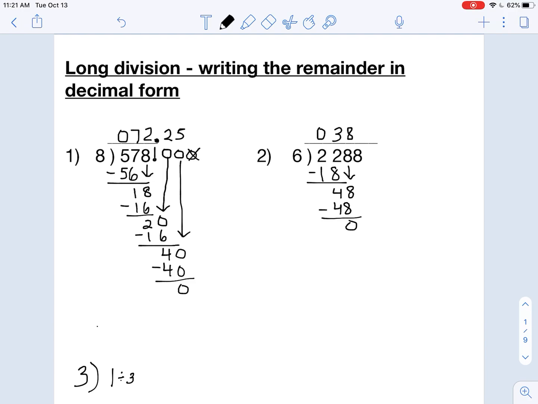And a difference of 0. We're going to bring the last 8 down. 6 goes into 8 one time. That's 6. 1 times 6 is 6. And we have a difference of 2. So again, we have a remainder here.